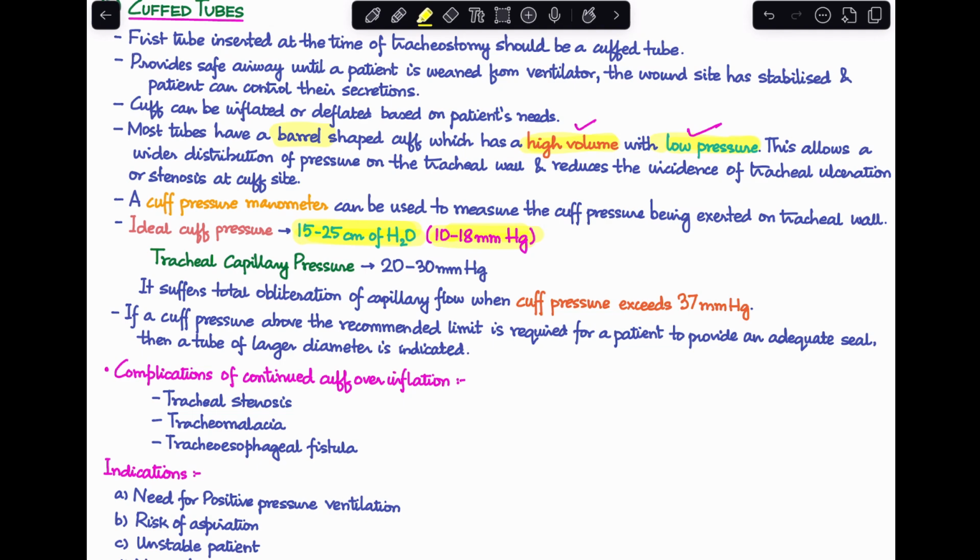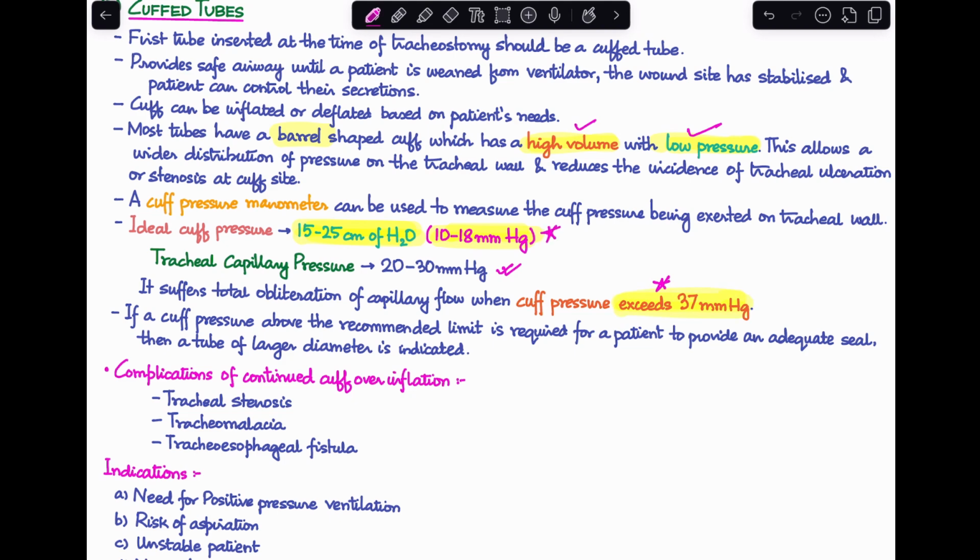Now, this also has a logic over here. So, if we look at the normal tracheal capillary pressure, you'll see that it is about 20 to 30 mm Hg. So, we should not cross a certain number over here because then it will lead to total obliteration of this tracheal capillary flow. What is the number you should not exceed? The cuff pressure should never exceed 37 mm Hg. This is very important to remember.